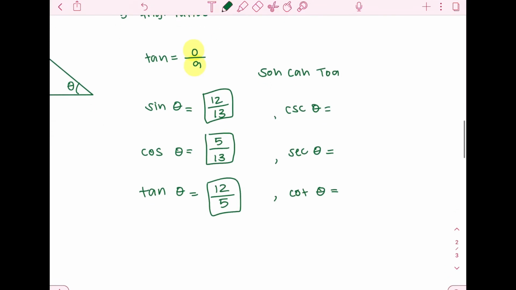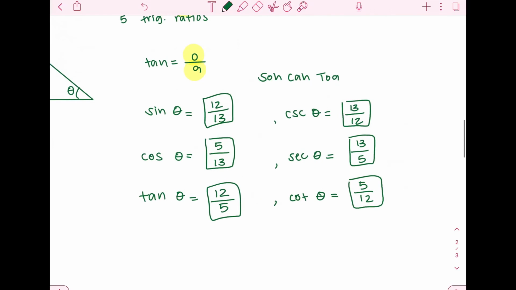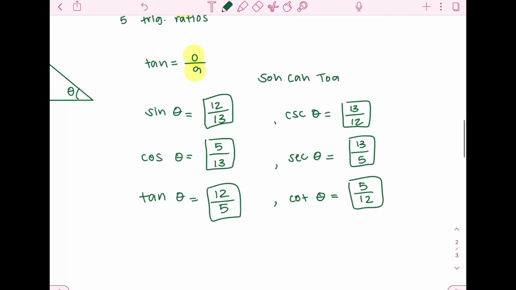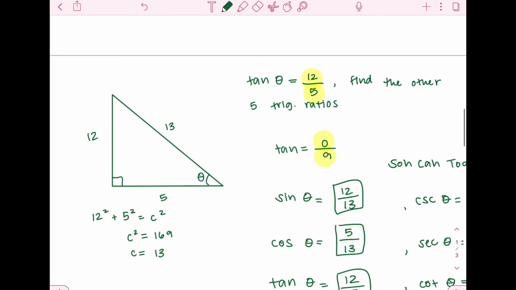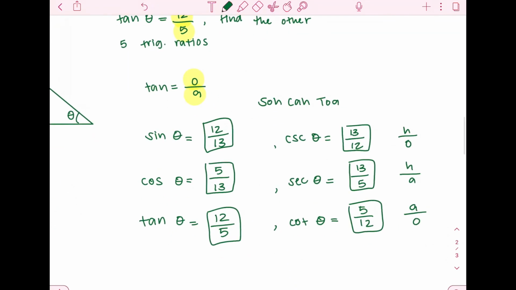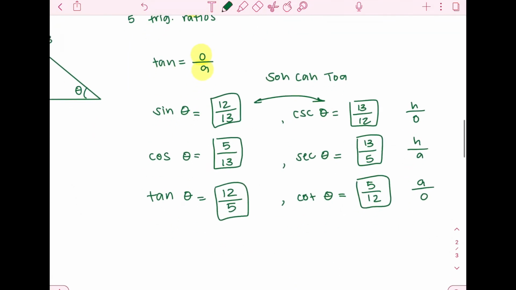And then cosecant, secant, and cotangent are just going to be the reciprocals of sine, cosine, and tangent, respectively. So this one is going to be 13 over 12. This one is going to be 13 over 5. And this one is going to be 5 over 12. But you can still solve for cosecant, secant, and cotangent by their values. So cosecant would be hypotenuse over opposite, secant would be hypotenuse over adjacent, and cotangent would be adjacent over opposite, if you want to look at the triangle and solve for it, if you don't want to use reciprocal values for each pair.